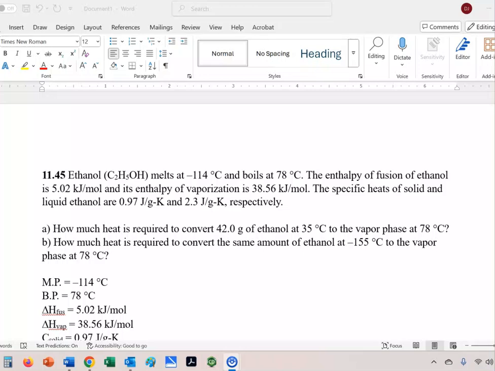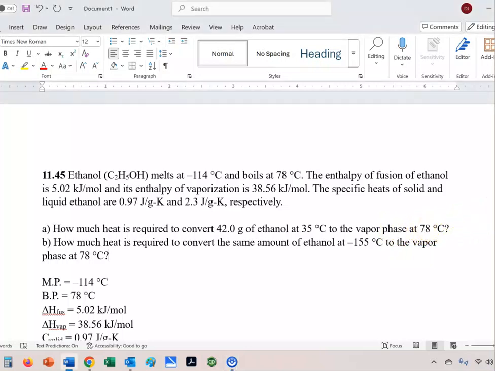I just want to quickly point out how each of these ends. In each case, you're taking it to 78 degrees, which is the boiling point, and then you are boiling it, because it says you're converting it to the vapor phase. You do not then go on and heat the vapor at any point. But in each case, A and B, you take it to the boiling point and then you boil it.